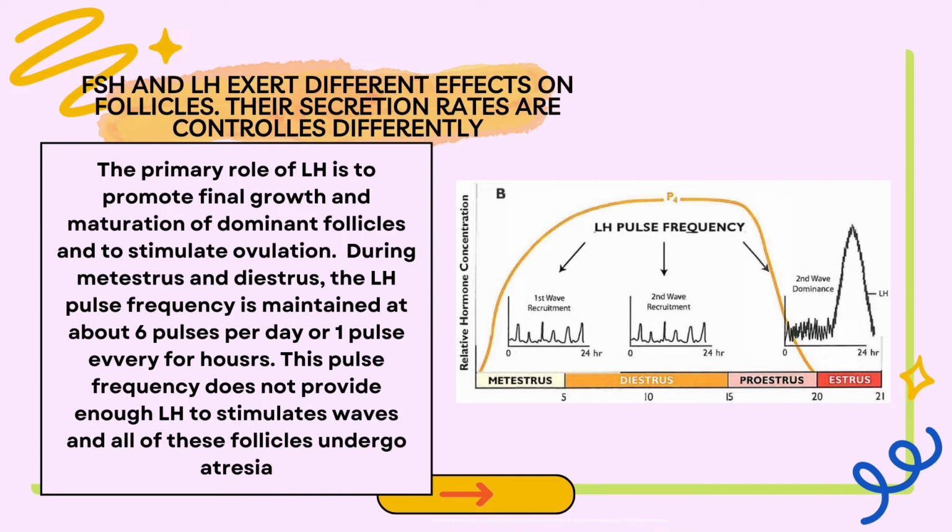The primary role of LH is to promote final growth and maturation of dominant follicles and to stimulate ovulation. During metestrus and diestrus, the LH pulse frequency is maintained at about 6 pulses per day, or 1 pulse every 4 hours. This pulse frequency does not provide enough LH to stimulate waves, and all of these follicles undergo atresia.